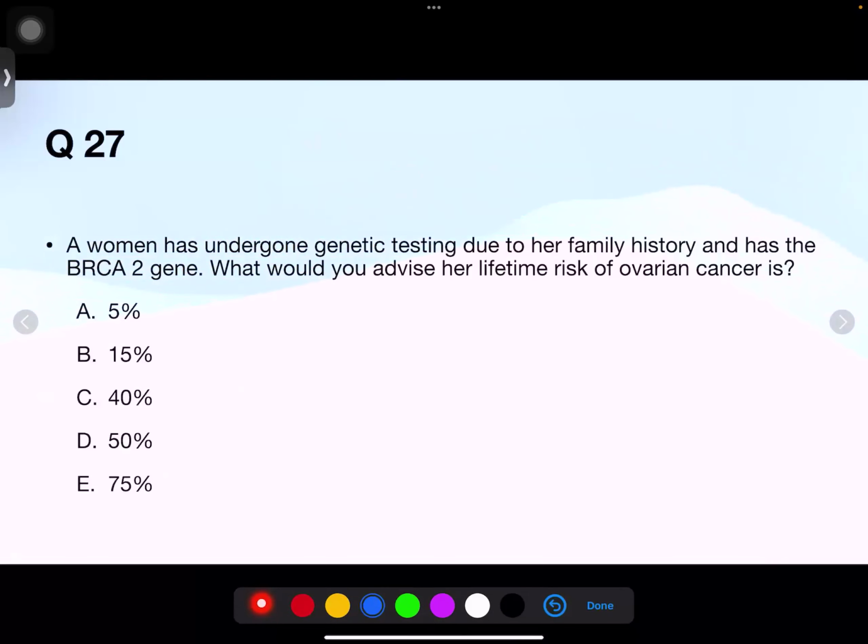Now, a woman has undergone genetic testing due to her family history and has the BRCA gene. What would you advise her lifetime risk of ovarian cancer? These BRCA genes are very, very important. Anybody can answer this? 5%? 5 is not there anywhere. 5 or 15%? 15, yes, 15 could be.